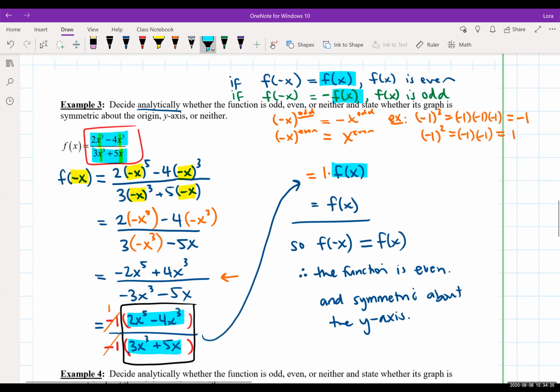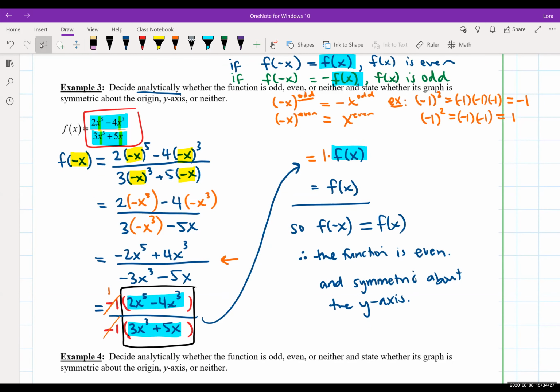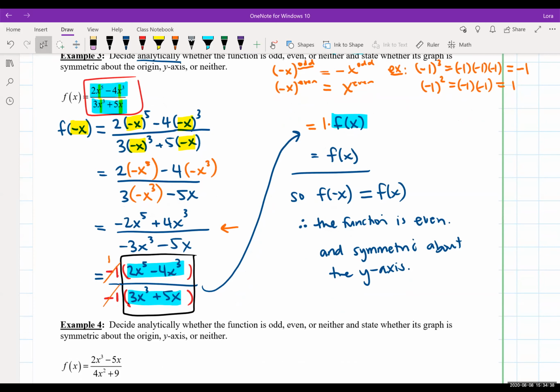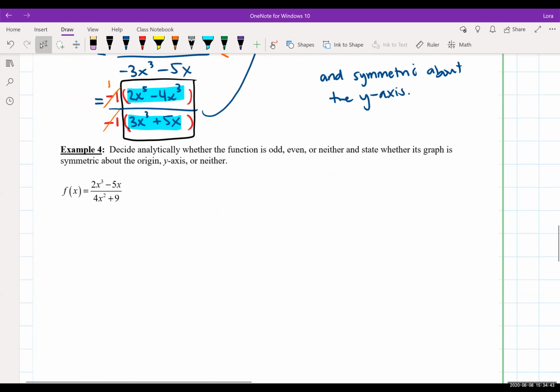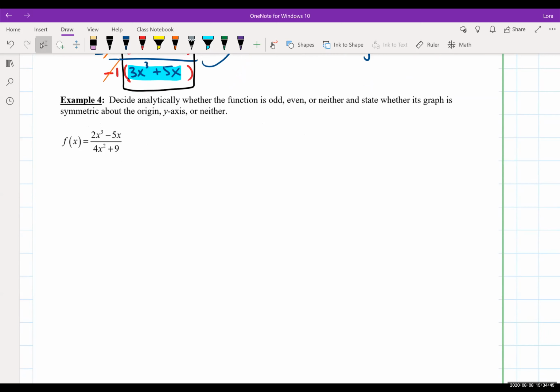So I'll let you think about that a little bit. Sometimes you might want to try this on your own to see if you can do this without me. So you can pause the video or we can move on. And I'm going to show you, we have a similar function, another rational function as well. And we're going to just take the same process.